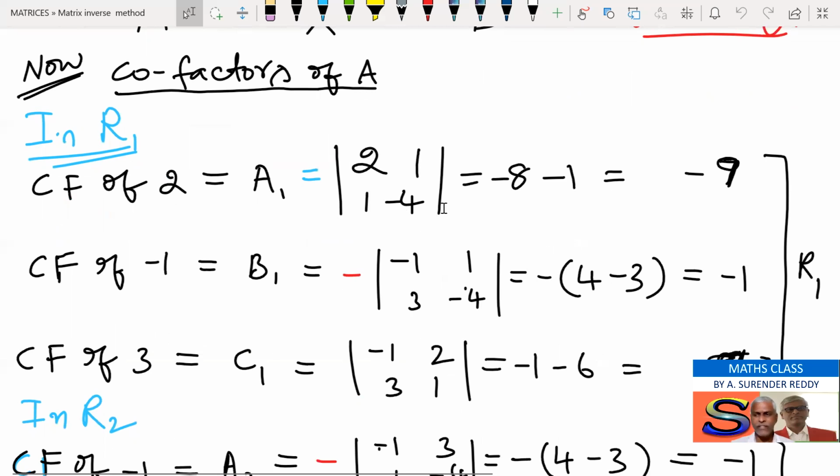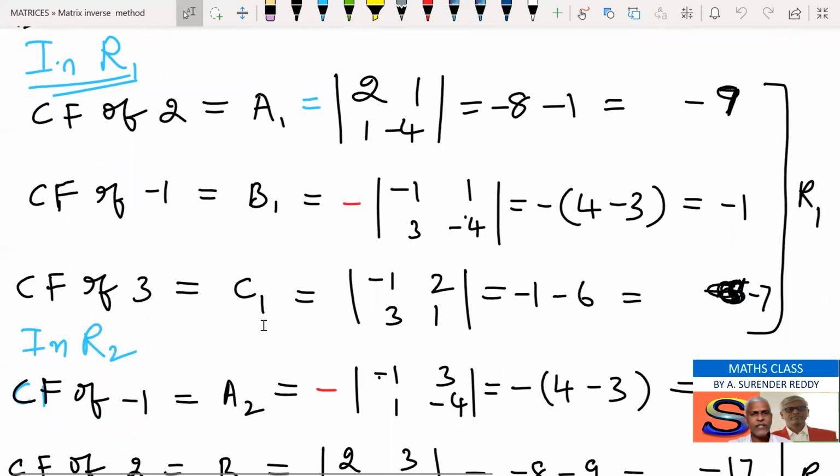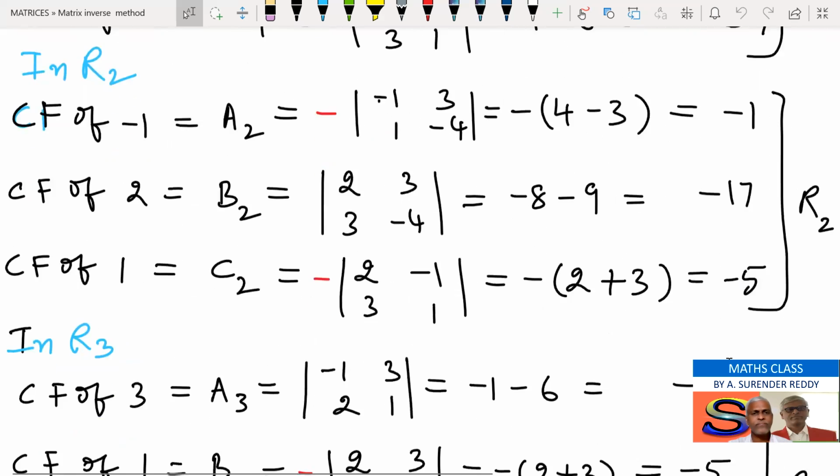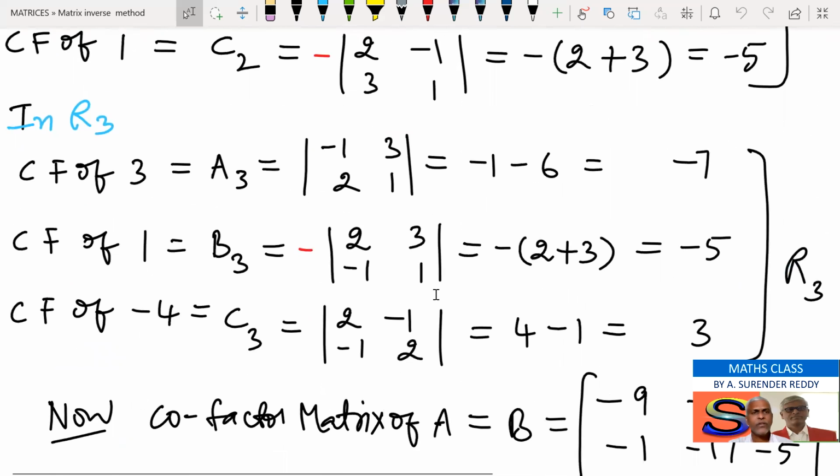And the determinant AD minus BC will give minus 9, and the second one minus 1, for the third C1 minus 7. In R2, the cofactors are minus 1, minus 17, minus 5. In R3, the cofactors are 3, minus 7, 1, minus 5, minus 4, 3.